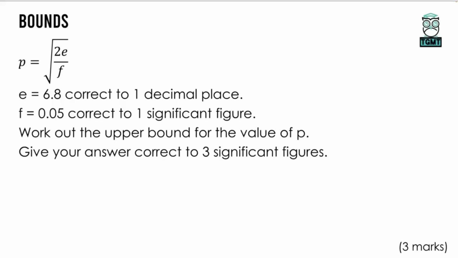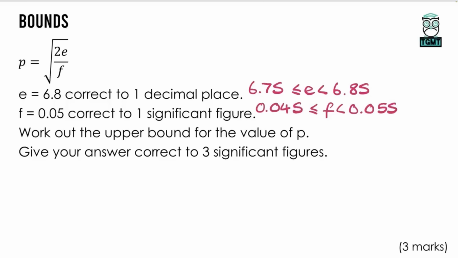So here we have E is 6.8, correct to one decimal place, and using error intervals for that, E is therefore going to be between 6.85, adding that 5 on the end, and 6.75. I'm just dropping that down by 1 for the 8 and then sticking the 5 after it as well. For 0.05, not as nice actually to write the error interval for, but that's going to be 0.055 and 0.045. And there we go, there are our error intervals.